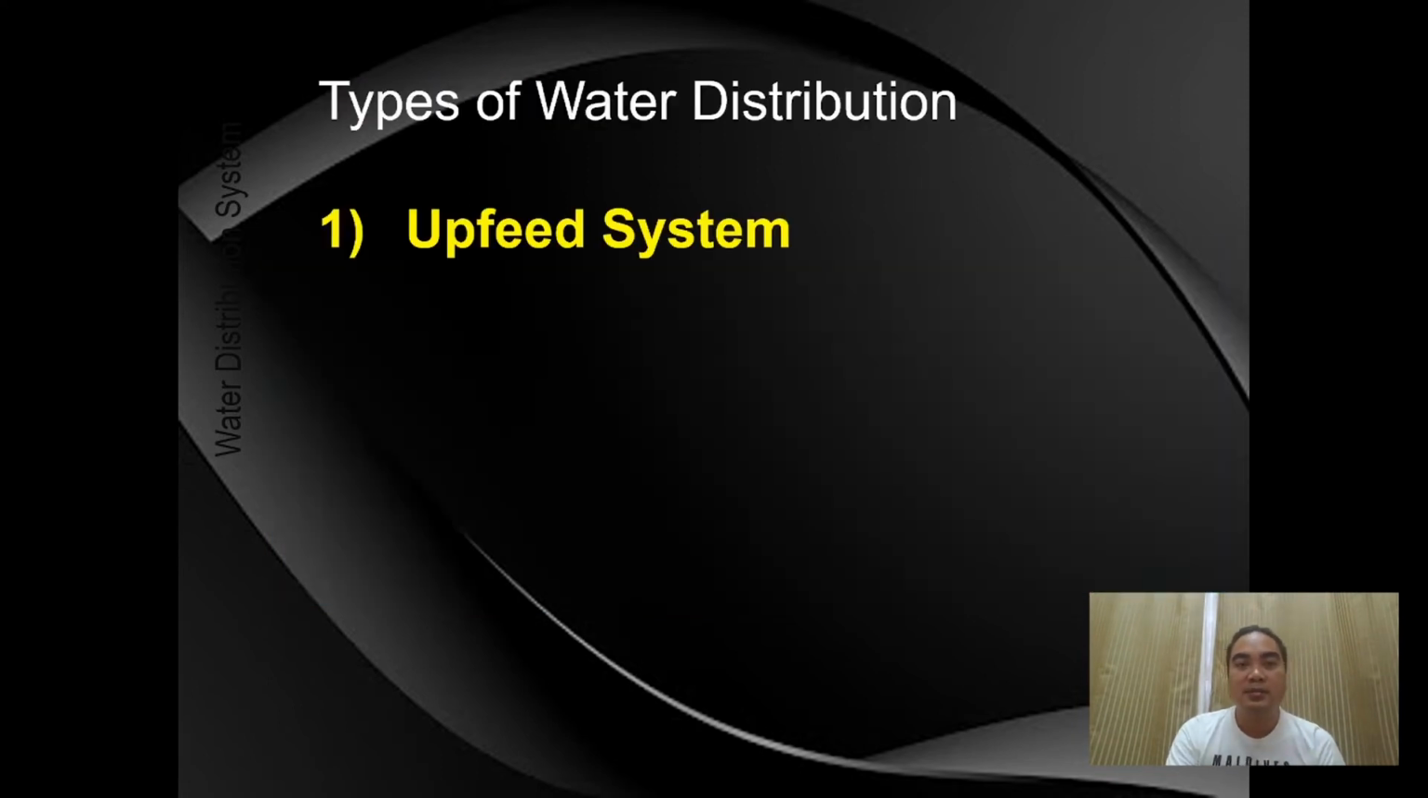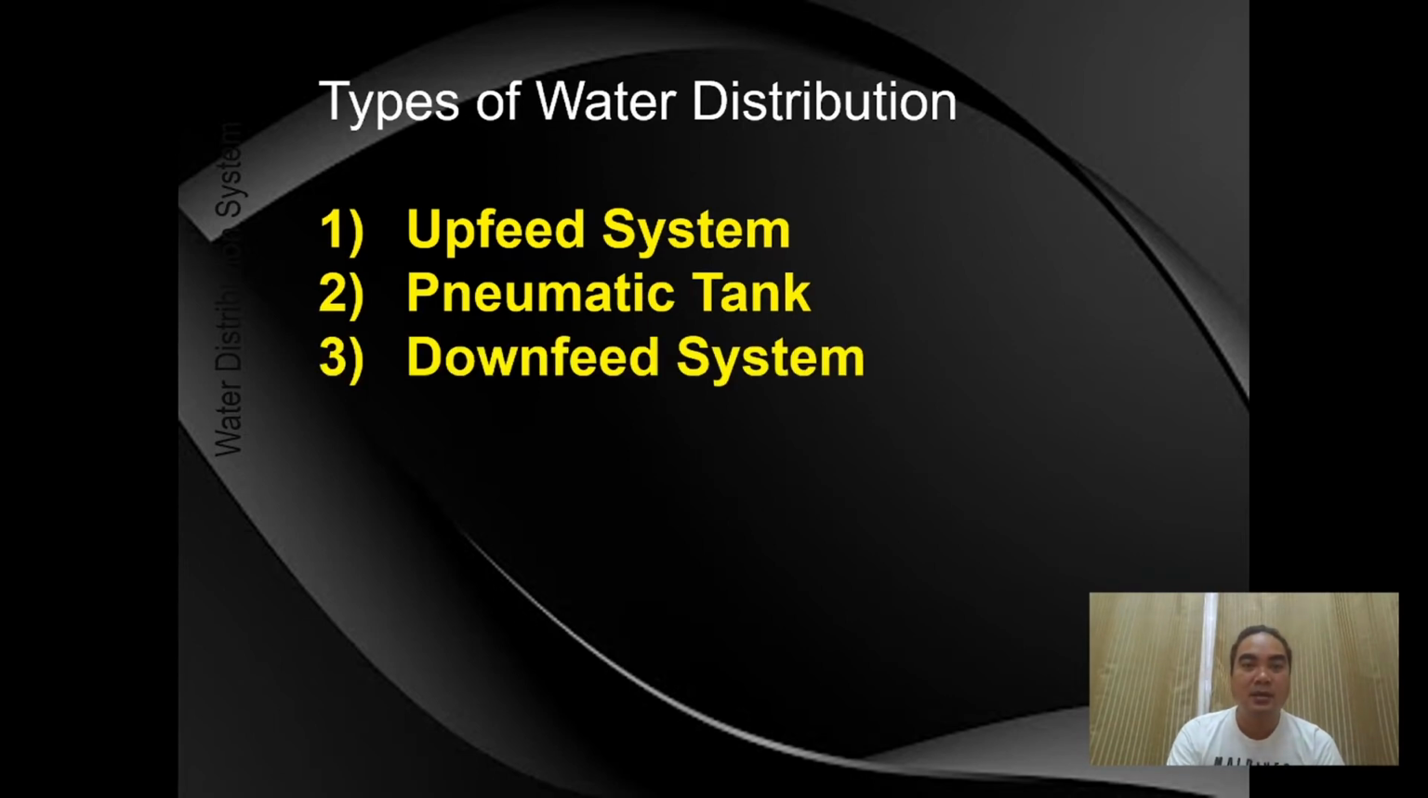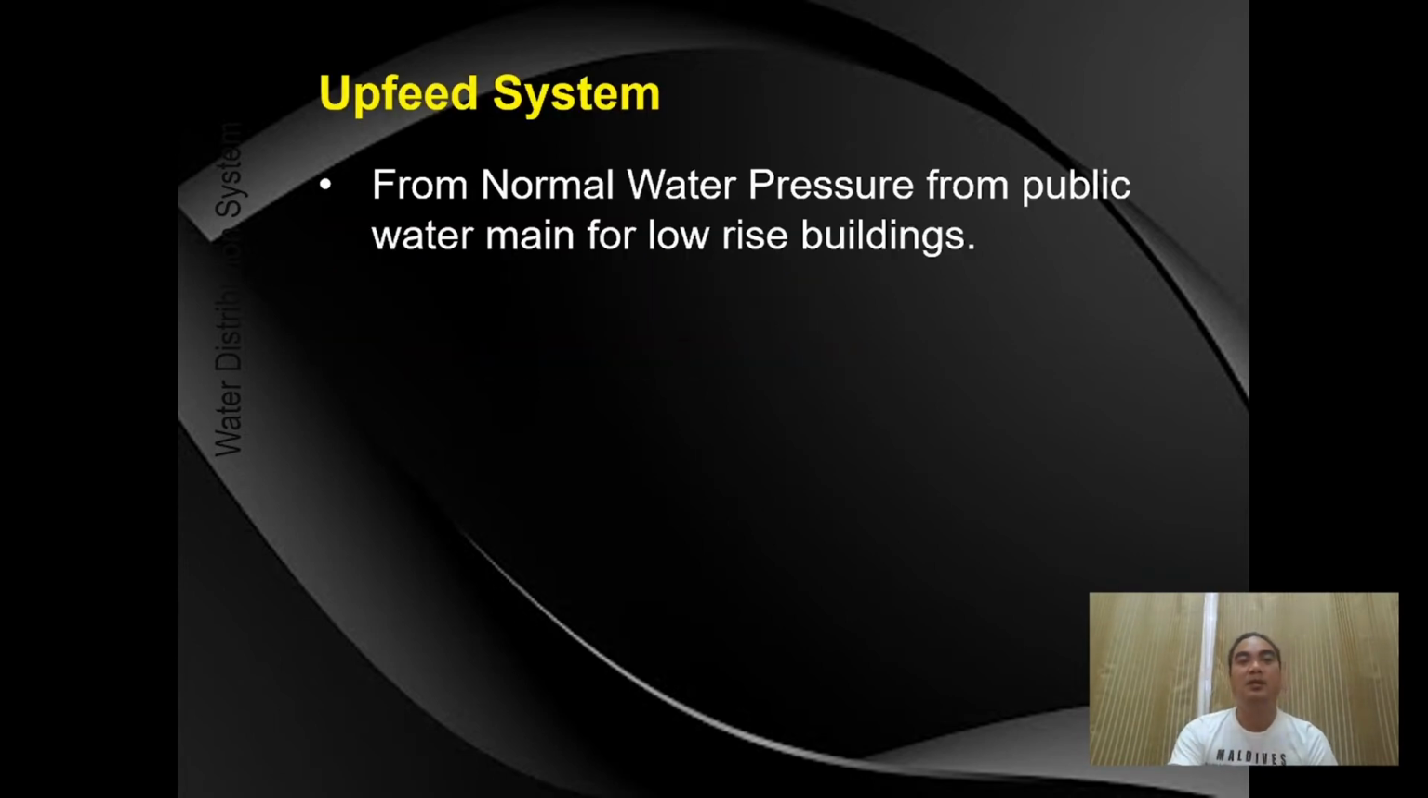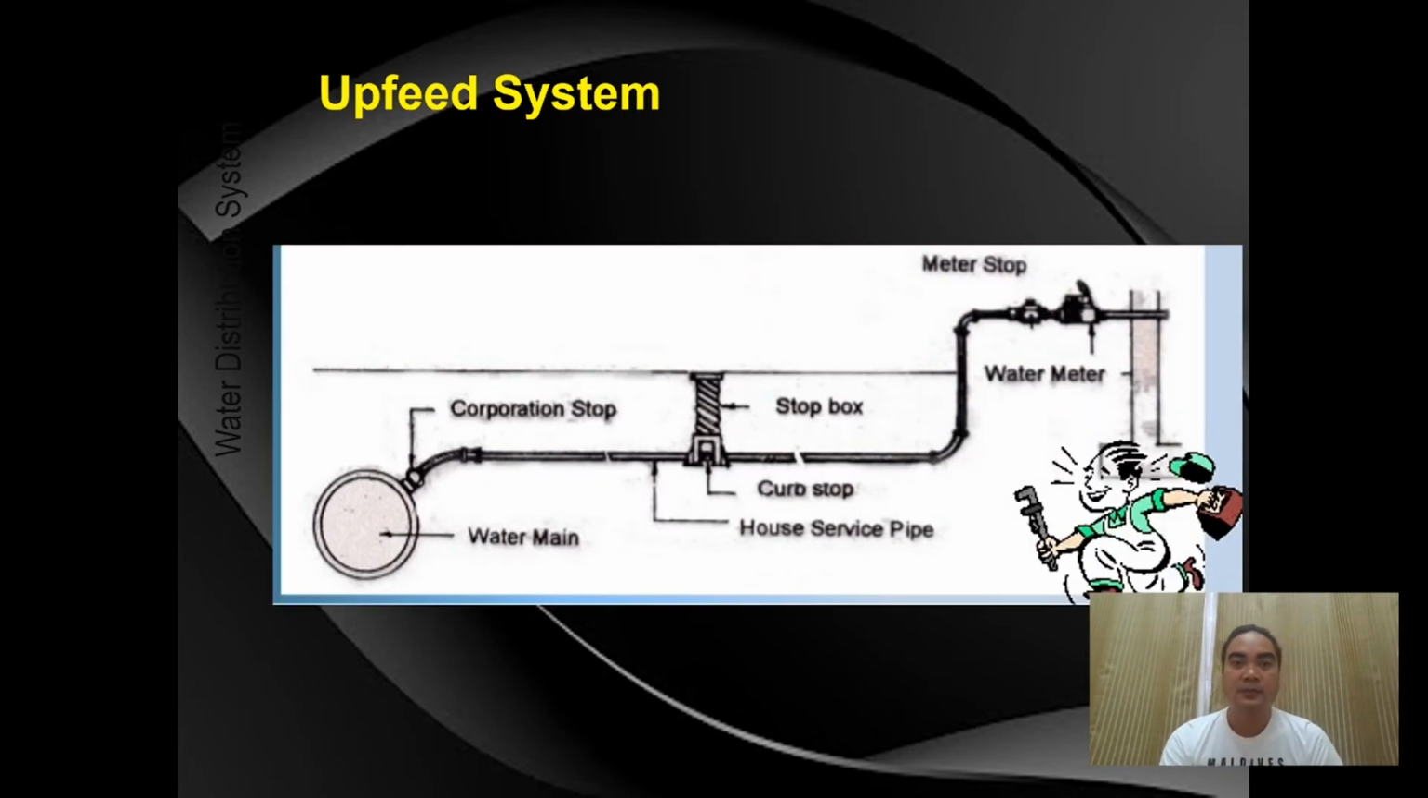Types of water distribution: upfeed system, pneumatic tank, and downfeed system. Let's start with the upfeed system, which uses normal water pressure from the public water main for a low-rise building. This is our water main. It's standard, and the pressure of the water main should be enough to supply water to the building.